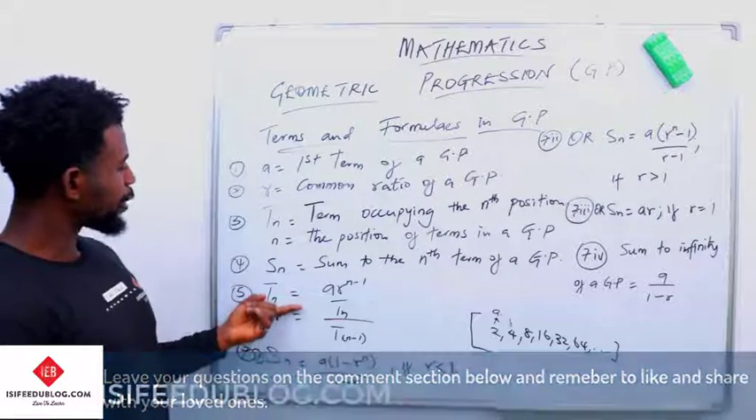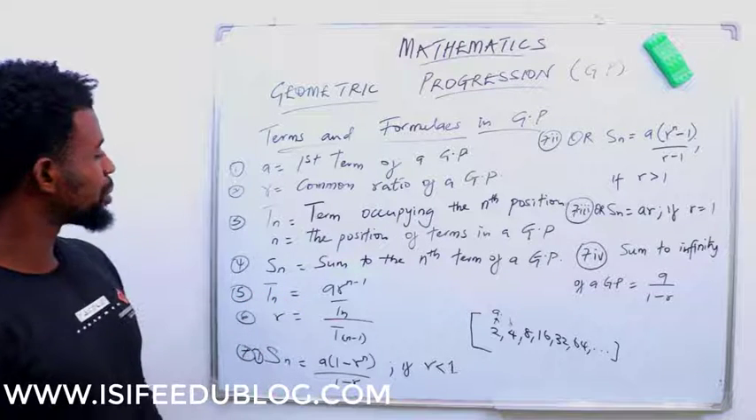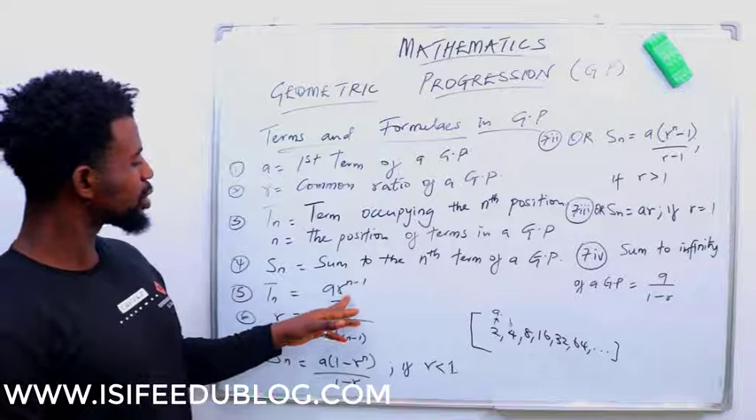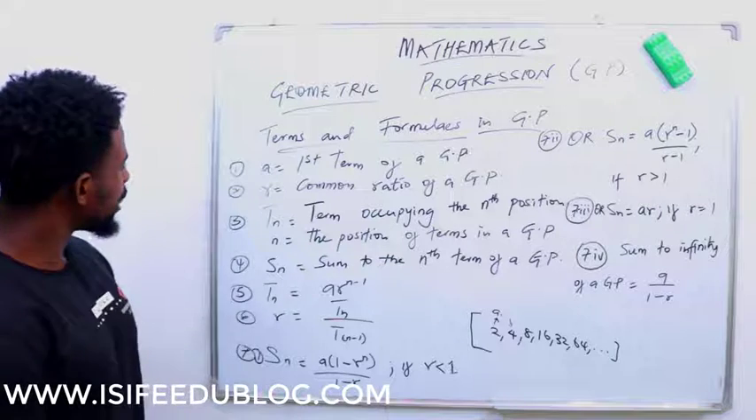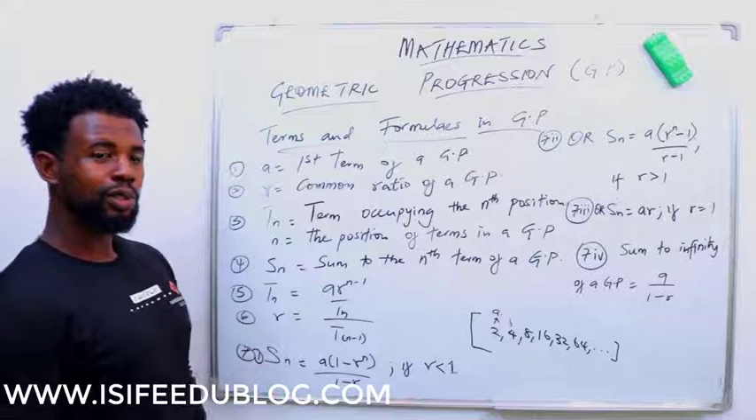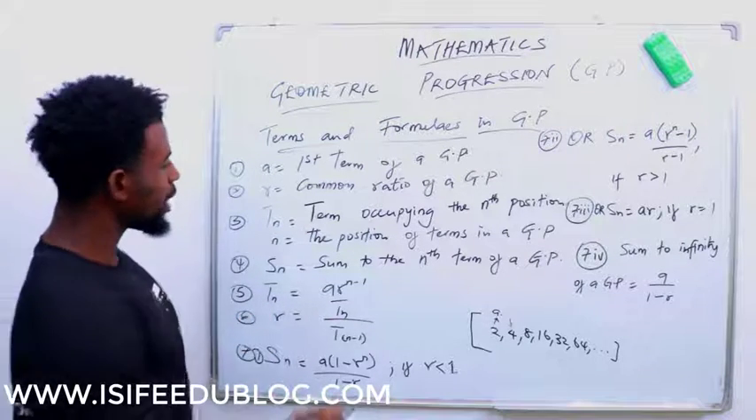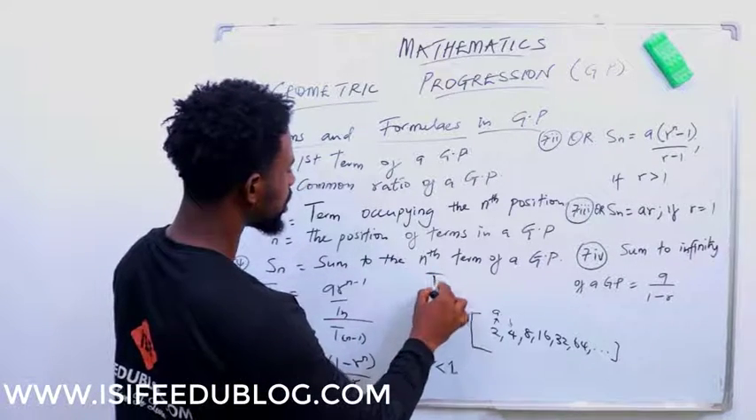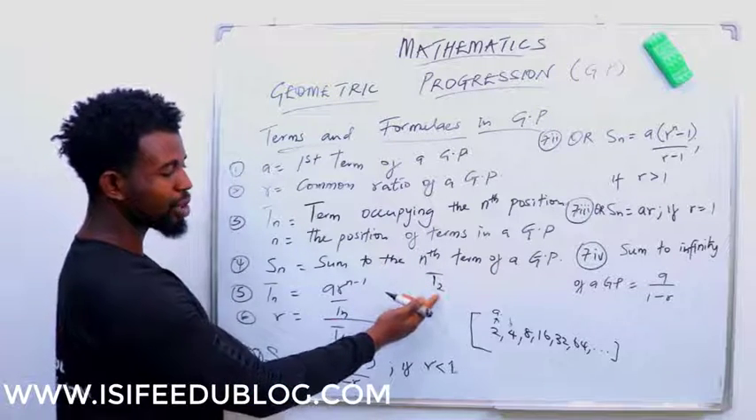Alright, next, let's look at the formulas. Now, the formula used to find the Tn of any particular geometric progression is its first term times its common ratio raised to n minus 1. Remember, I said that Tn simply means the term occupying the nth position, right? So if you're asked to find, let's say, T2, this simply means that you should find the term occupying the second position, right?